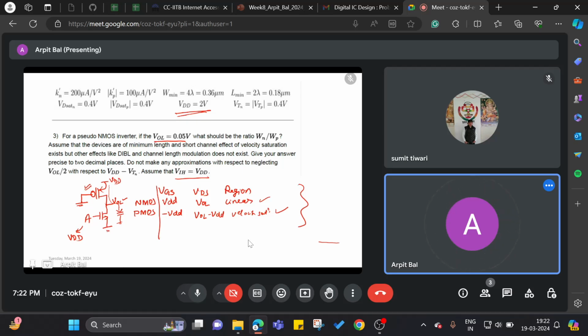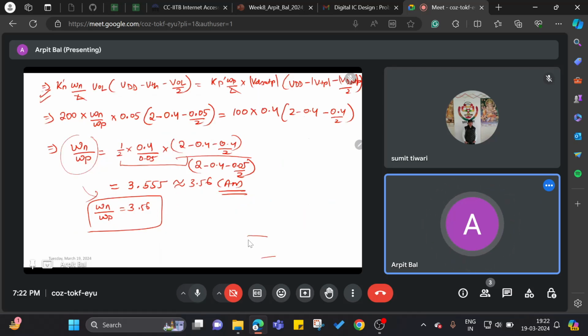We are given a pseudo-NMOS inverter whose VOL is given to us. We need to figure out WN by WP, and we had to assume VIH is equal to VDD. From these conditions, we figure out the region of operation of the transistors. Then we equate the transistor currents, and after equating them, we figure out WN by WP from those equations.